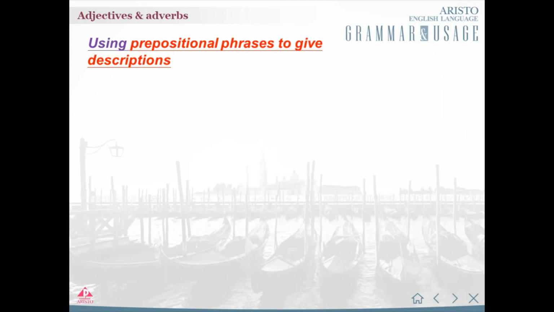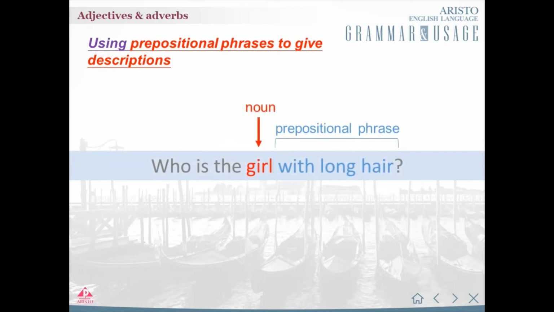Another way to add descriptions to nouns is to use prepositional phrases after them. For example, in this example sentence, the noun girl is followed by the prepositional phrase with long hair. The prepositional phrase gives more information about the noun girl. We can also use prepositional phrases as adverbs to give more information about verbs.